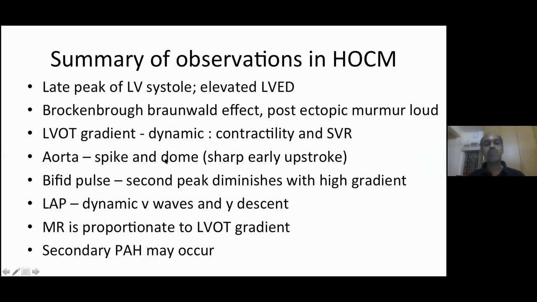Aorta showing spike and dome pattern with a sharp early upstroke. Bifid pulse, the second peak is caused by continued ejection. LA pressure will show dynamic V waves and sharp Y descent. MR is directly proportional to the LVOT gradient, and there is secondary pulmonary hypertension. These are the features that you will be getting in hypertrophic cardiomyopathy.